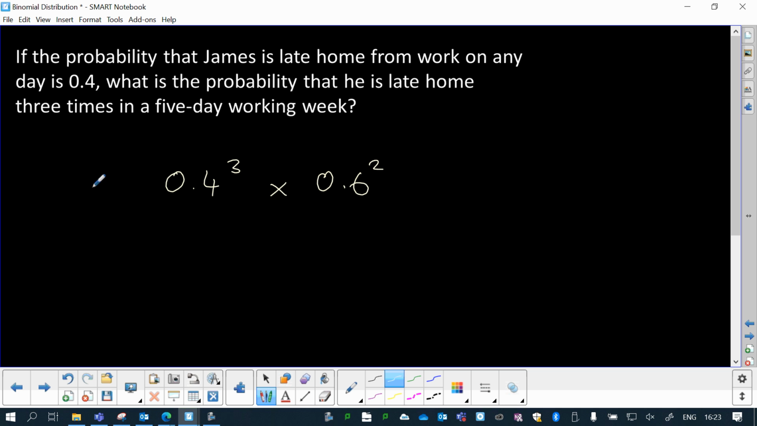3 again. Exactly right. So it's 5 days in the week, choose 3 lates. Right? So this is the number of ways that you can be late 3 times out of 5 days. This is the probability of being late 3 times, and this is the probability of being on time twice, effectively. All right? Look at the powers. 3 plus 2 is 5. We're all good. What does that work out as?